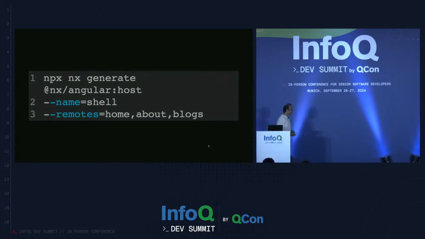And these remotes are actually applications which will be loaded when you route through your URLs. For example, home, about, blogs, these can be different URLs which you have. And they are actually different applications. It means your 3 teams can work on 3 different applications, but at the end, they will be loaded together.